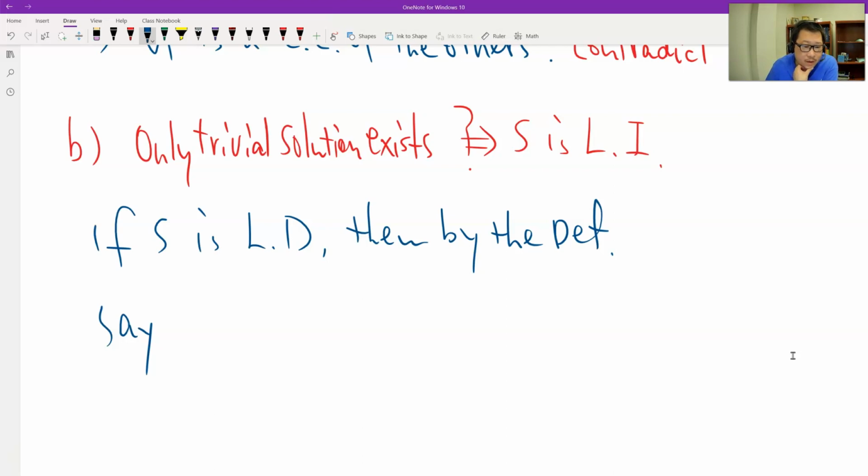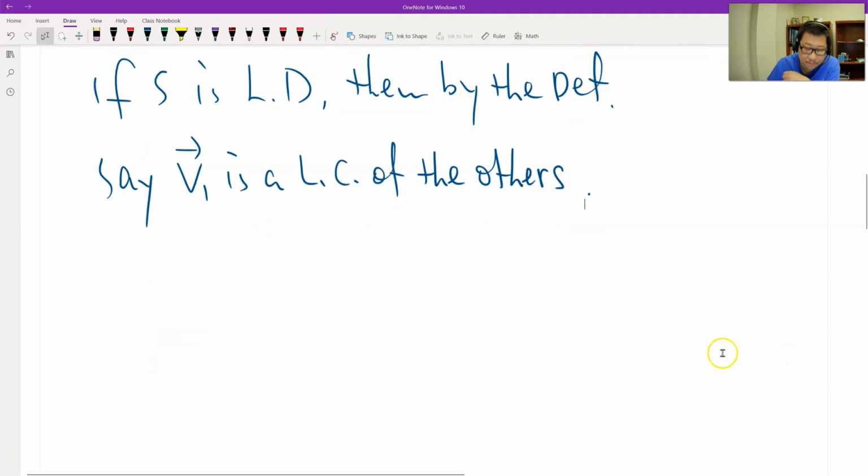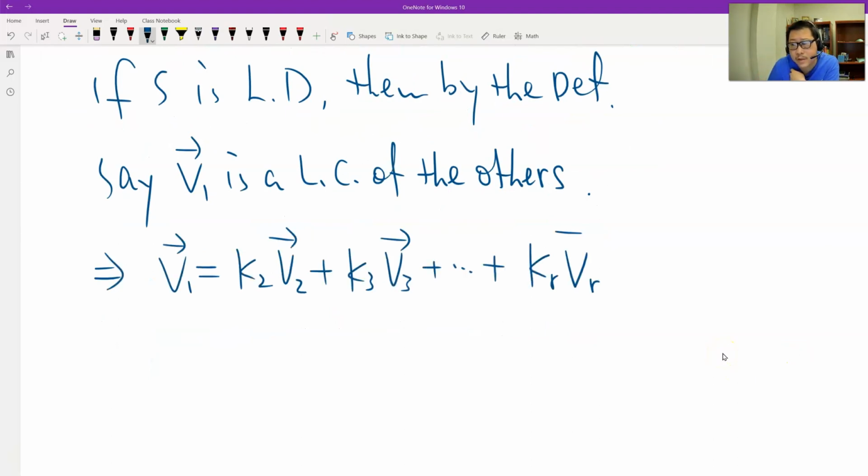Let's say v1 is a linear combination of the others. So we will get this: v1 should be a linear combination of the others. So the coefficients k2, k3 to kr exist, no matter whether they are zero or non-zero. Now, see, we move this v1 to the right side, so we can make a linear system like this.